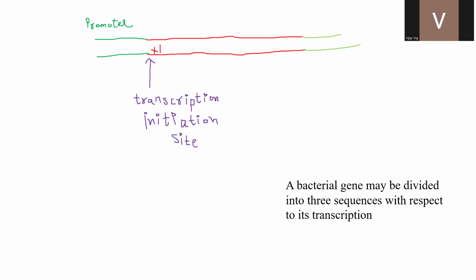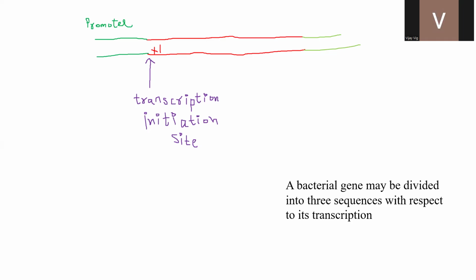A bacterial gene may be divided into three sequences with respect to its transcription. So what is a gene? How would you define a gene? A gene is a sequence of DNA which is transcribed to mRNA, that is the transcription process, and then the mRNA is translated to a protein or a polypeptide. That's the central dogma. So that's the definition of a gene.